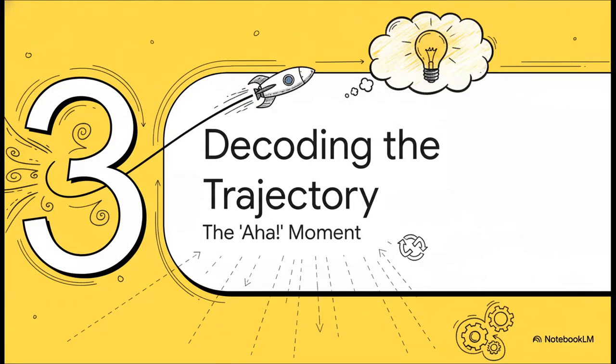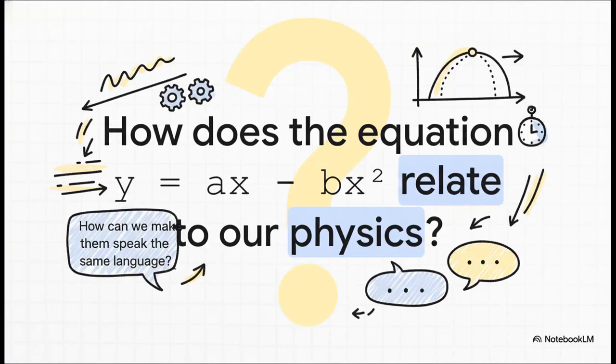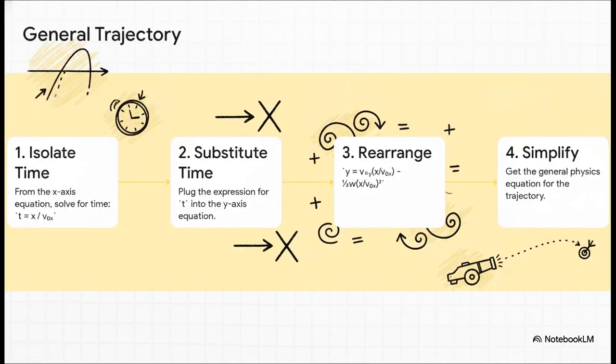All right, we have the problem's equation and we have our physics toolkit. Now for the most crucial part, putting them together. This is where the real aha moment happens. So here's the puzzle, right? The problem gives us y in terms of x, but our physics equations give us x and y in terms of time, t. So how on earth do we connect these two completely different ways of describing the exact same motion? Well, we can actually do it by getting rid of time altogether.